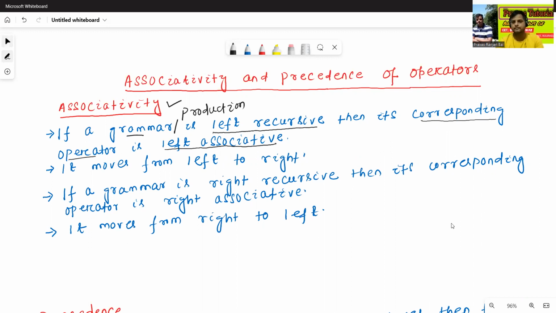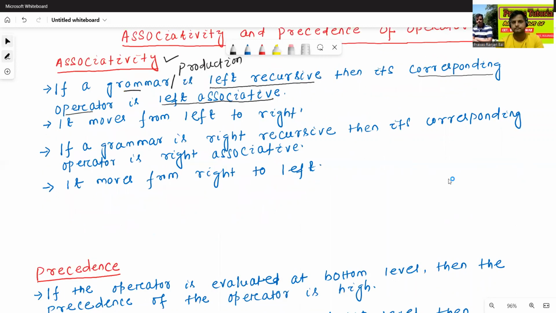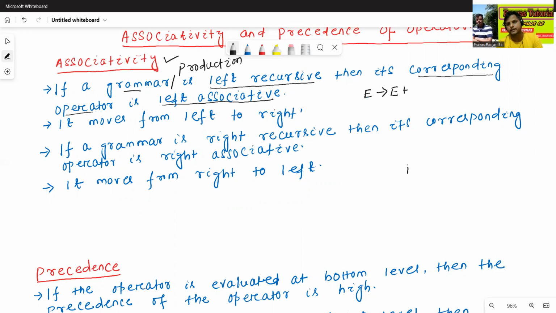for example, suppose E → E + T. Just say the given production of the given grammar is left recursive, because in the left part it is E, and the leftmost non-terminal in the RHS part is also E. Both are the same, so that's why it is called a left recursive grammar. This is called a left recursive production.